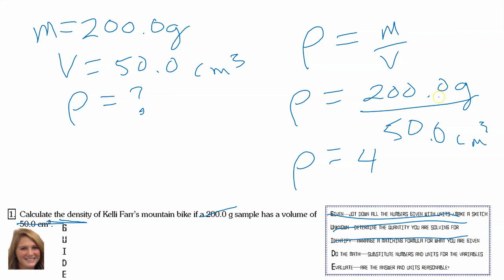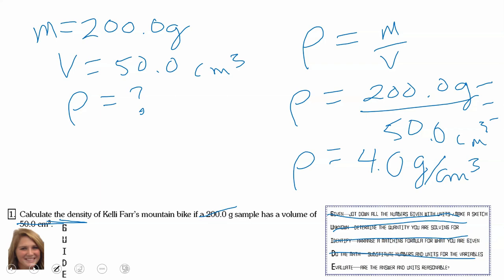Now we have to ask ourselves, do we put a decimal zero or not? And the rule for your measurement accuracy is you cannot be more accurate in your answer than the least accurate data you were given. So we have 1 decimal value here, 1 decimal value here, so we will maintain 1 decimal value there. And we have gram divided by centimeter cubed. Now evaluation, 4 grams per centimeter cubed.